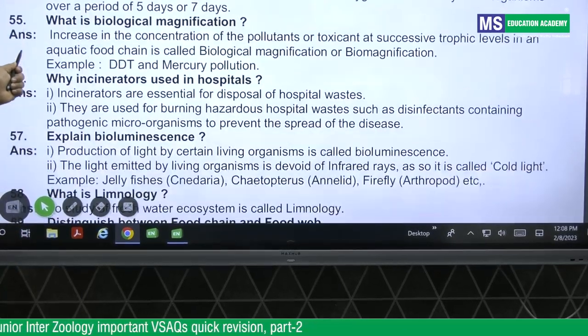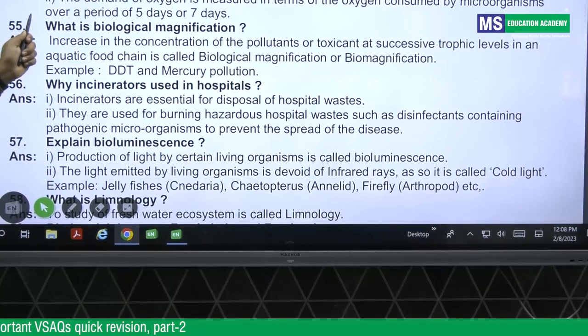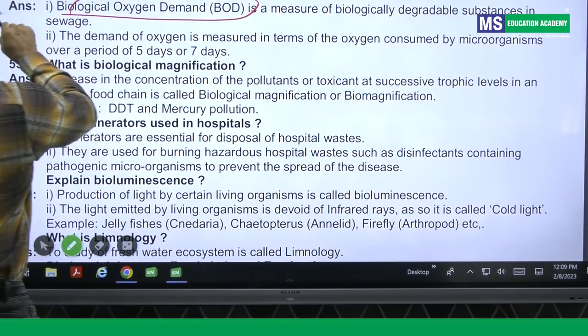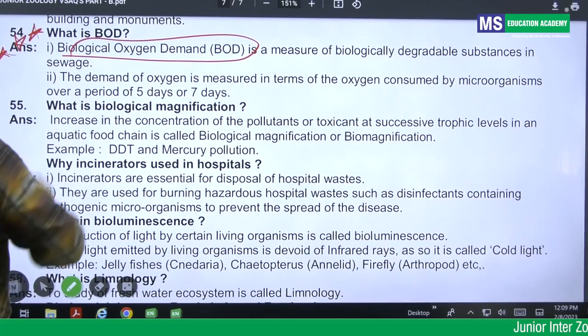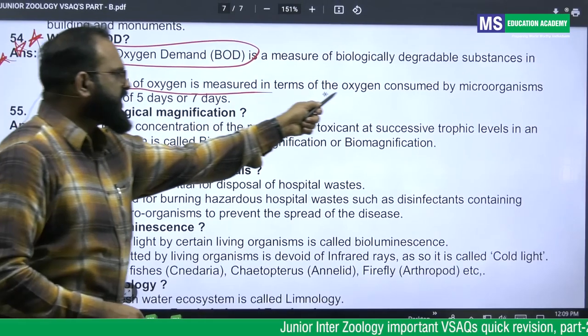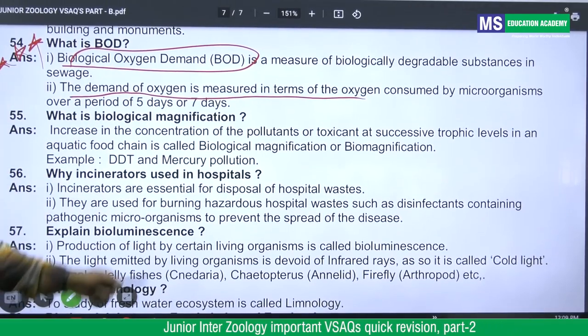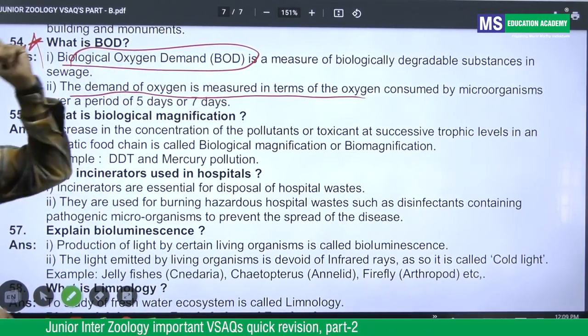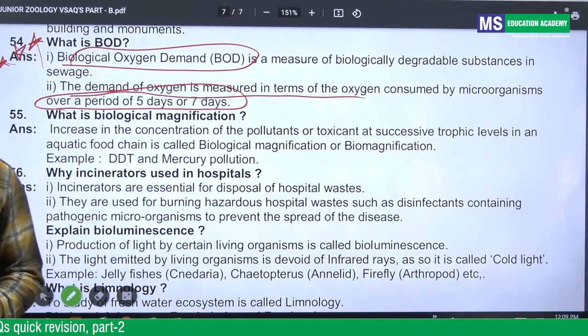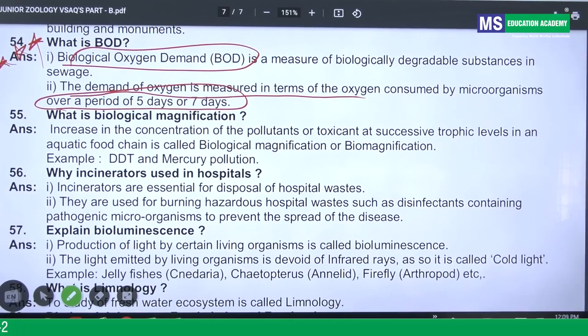Students, next question: what is BOD? BOD is biological oxygen demand. Important question. The demand for oxygen is measured in terms of oxygen consumed by microorganisms over a period of 5 days or 7 days.